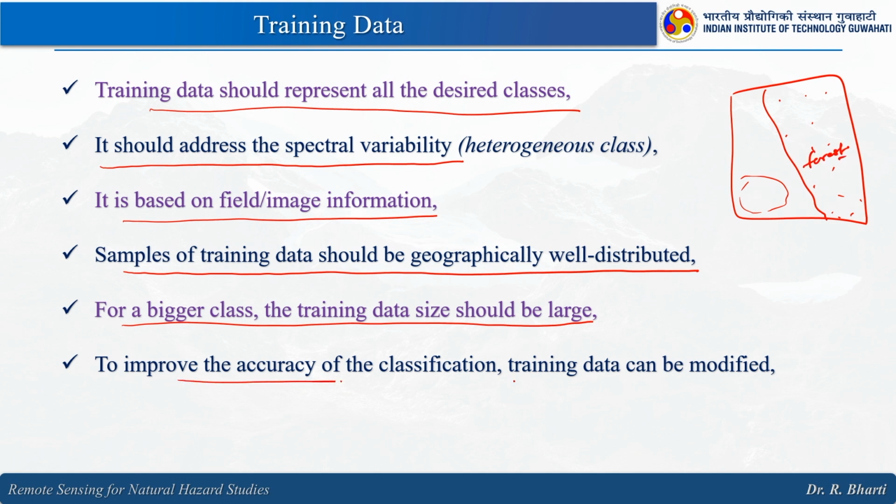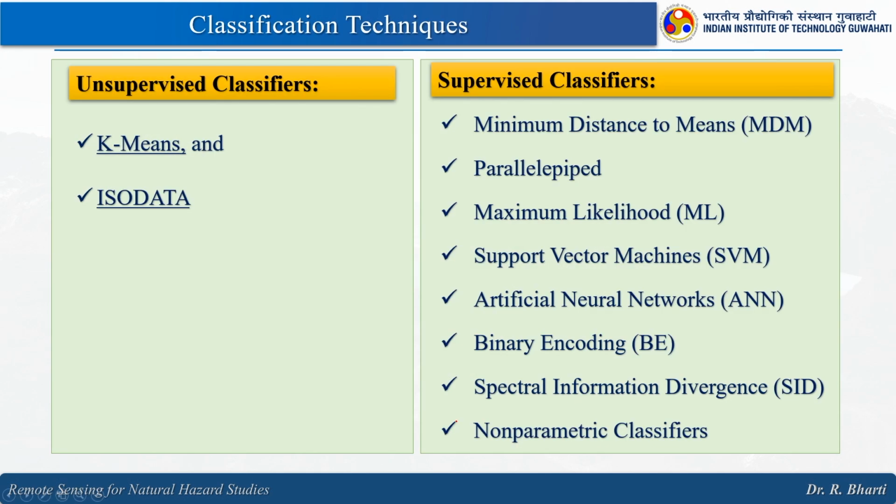To improve the accuracy of the classification, training data can be modified. Suppose you have used this set of pixels for the classification training and the result is not very good, then you can go back, modify your training data and then see the result.